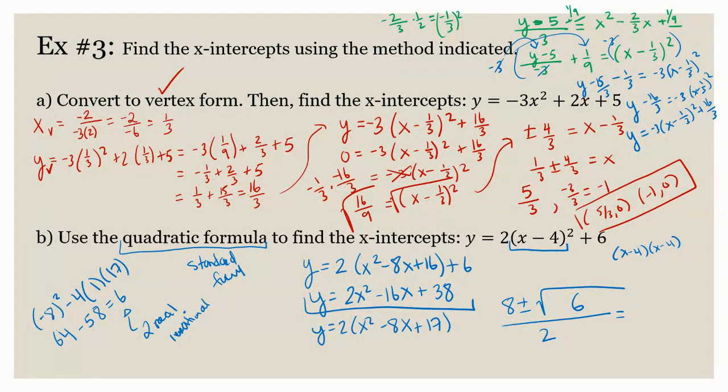So now I don't think there's anything, I mean, I guess I could do this. I could say 4 plus or minus root 6 over 2. Right, but I've got my two x-intercepts. I've got 4 plus root 6 over 2, 0, and I've got 4 minus root 6 over 2, 0.